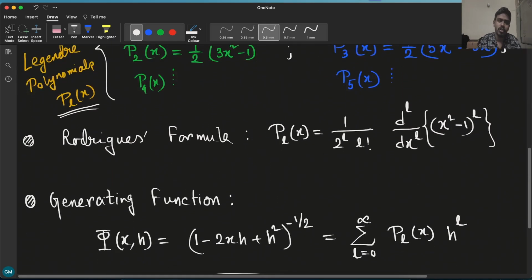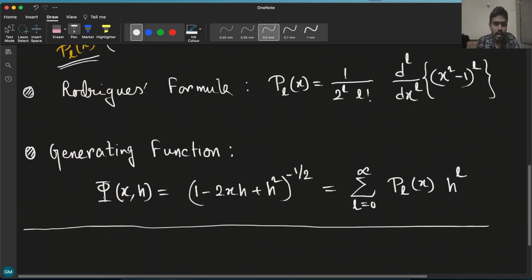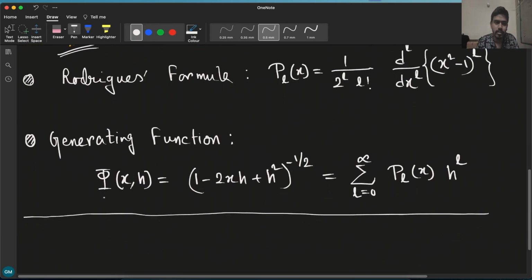Then we introduced Rodriguez formula, which can generate these Legendre polynomials. And the generating function. This is also another method which can generate these Legendre polynomials.